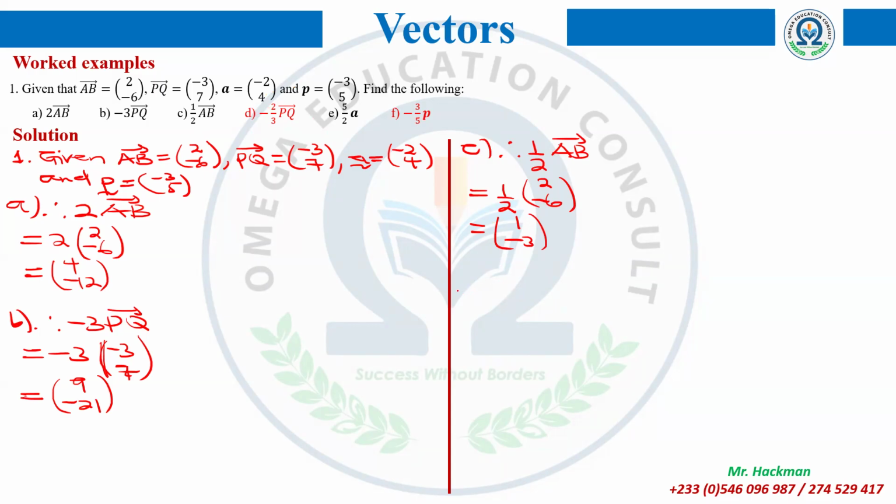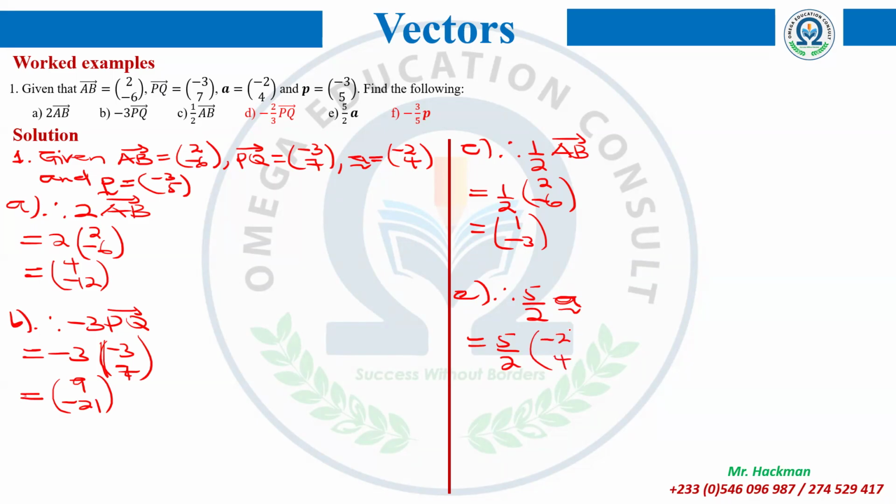So now let's look at E. What are we looking for? We are asked to find 5 over 2 times vector A. Don't forget your arrows, they are very critical. When you write your A, that is what makes it a vector, because in writing, that's how we indicate vectors in the special notation form. So that will give you 5 over 2 times your vector A, which came in column form, and that is (-2, 4).